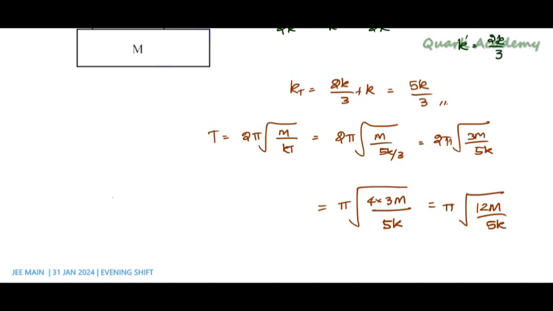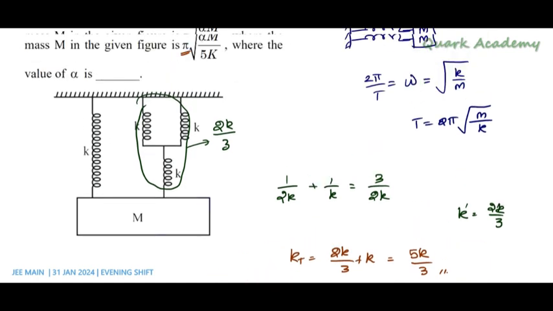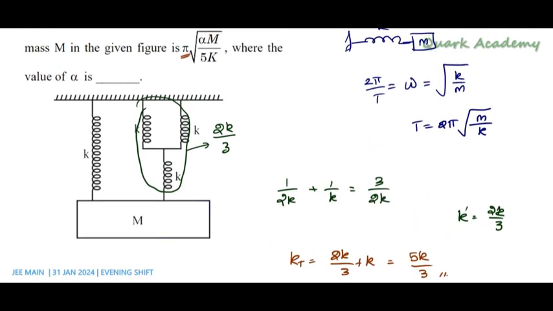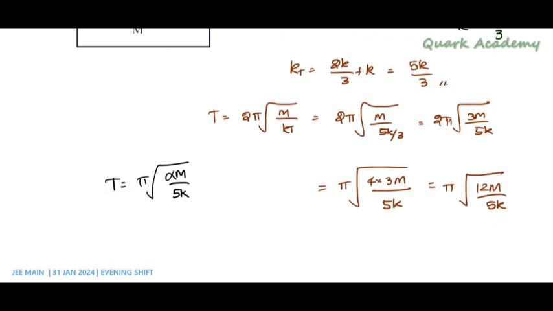In the question it is given T equal to pi into root of alpha m by 5k. I think it's correct. Yeah, pi into root of alpha m by 5k. And what we got? Pi into root of 12 m by 5k. From this I can say alpha equal to 12.